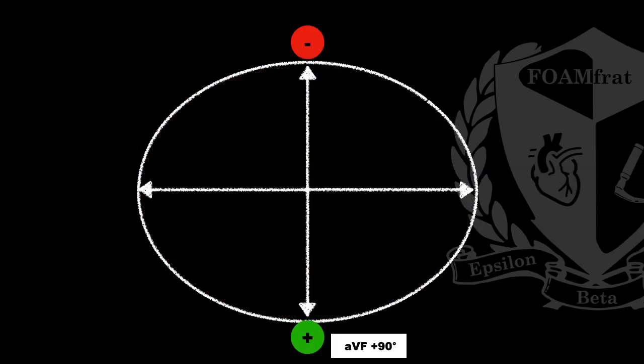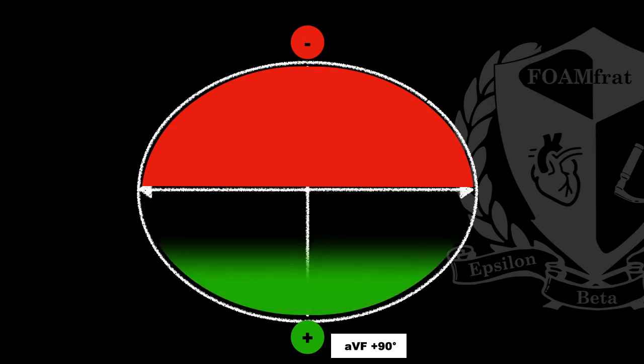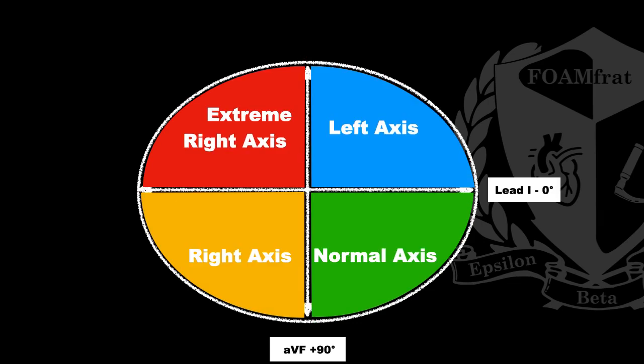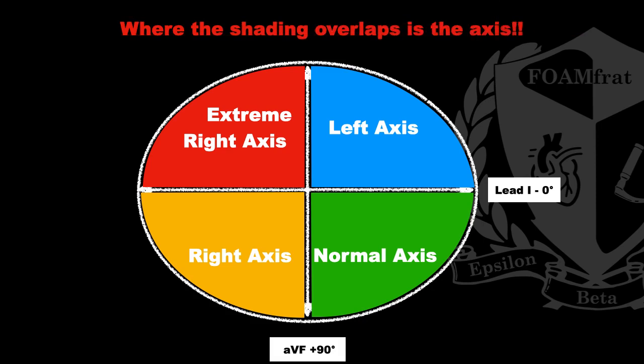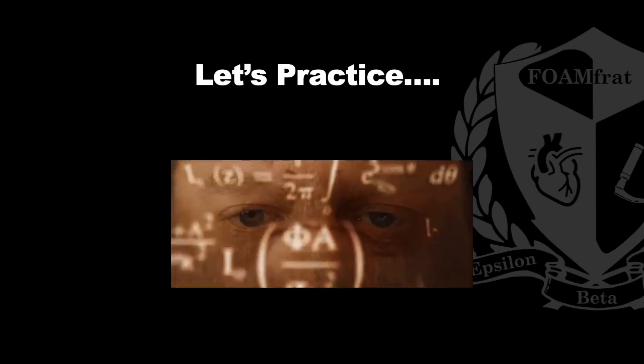Now when I look at AVF, I do the same exact thing. If I have a negative deflecting AVF, then I would shade the top half, which corresponds to the negative side. And then if it's a positive deflecting QRS, then I would shade the bottom half, which corresponds to the positive end. So the most difficult aspect of this axis deviation is just remembering in which direction the positive and negative leads correspond to. And then the areas that they tend to overlap is the area where my axis falls for that specific 12 lead. And so we can go over some practice examples to put this practical application to use.